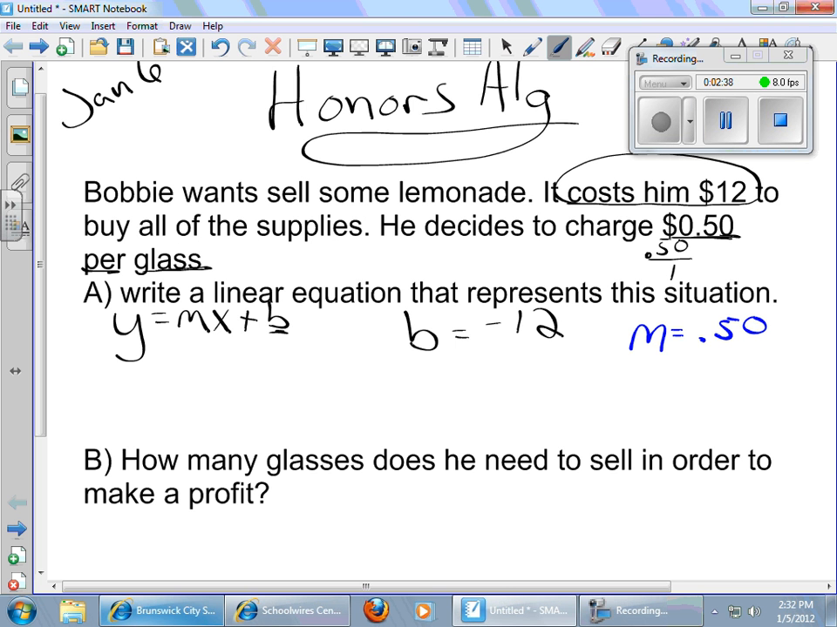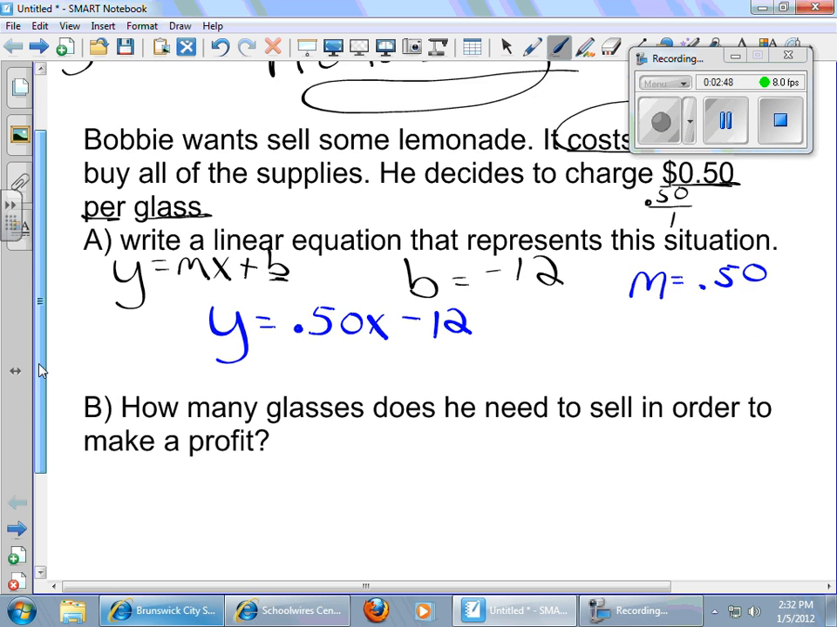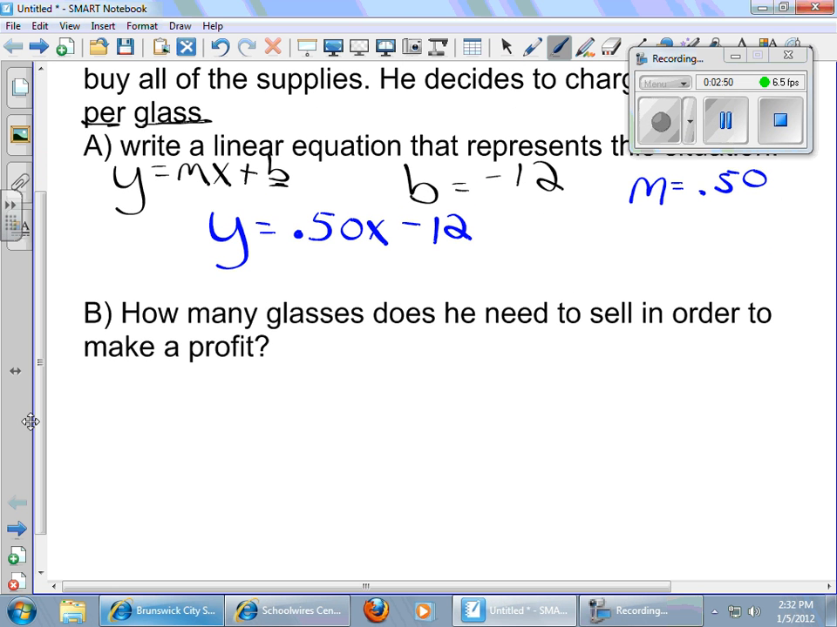Well, now I can write my equation. y = 0.50x - 12. All right, that was pretty easy, wasn't it? All right, let's go down to question B. How many glasses does he need to sell in order to make a profit? Well, if I could find his break-even point, the break-even point.